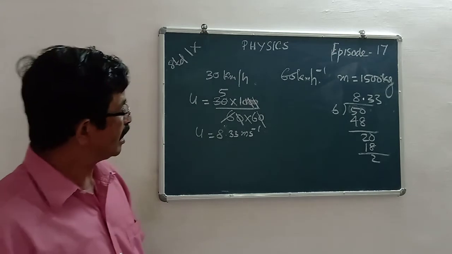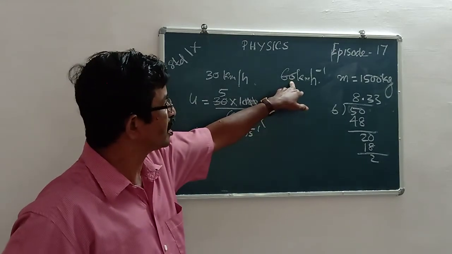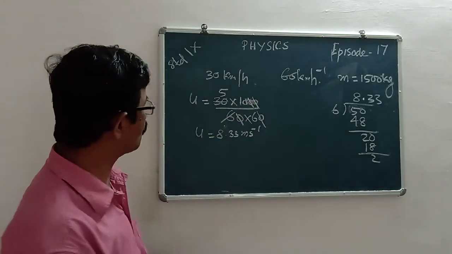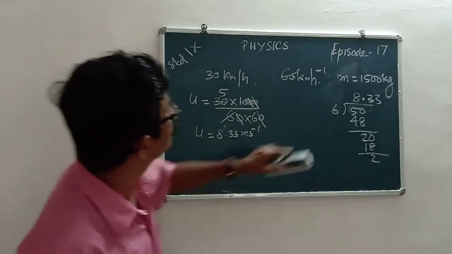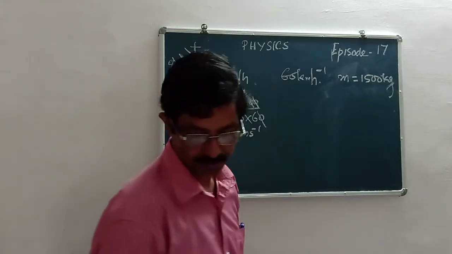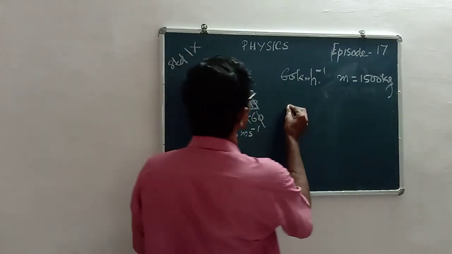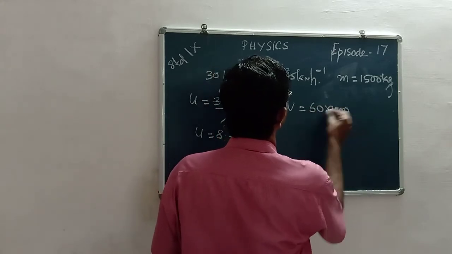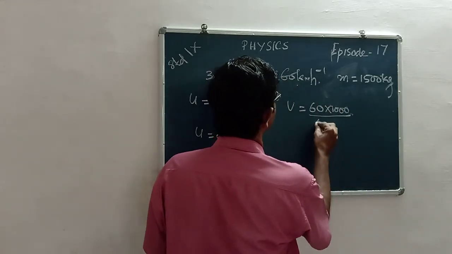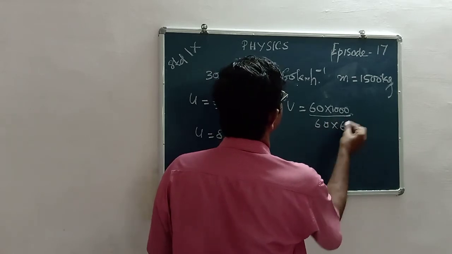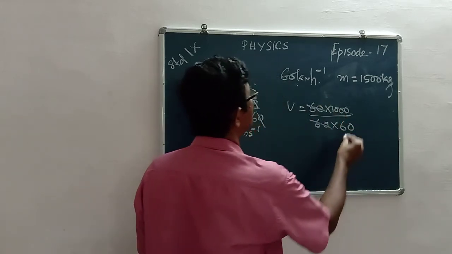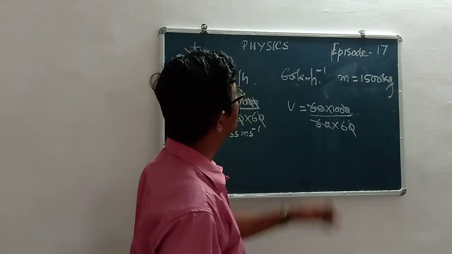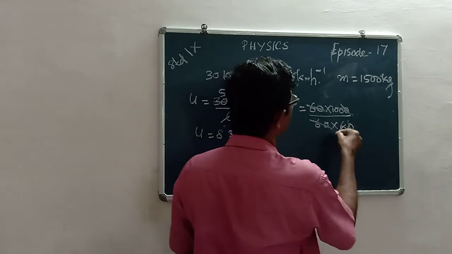and it changes to 60 kilometer per hour. So its final speed, let us find it also. v is equal to 60 into 1000 by 60 into 60. This 60 we can cancel. This gives 1000 by 60 into 1, that is 100 by 6. Then how much will it come? 50 by 3.